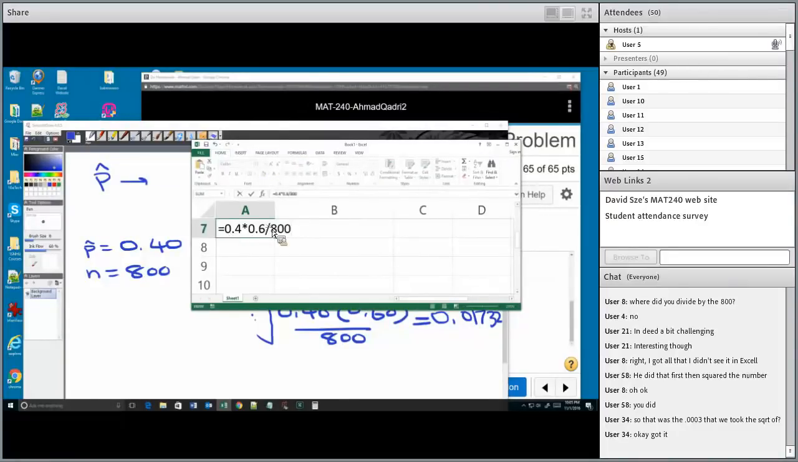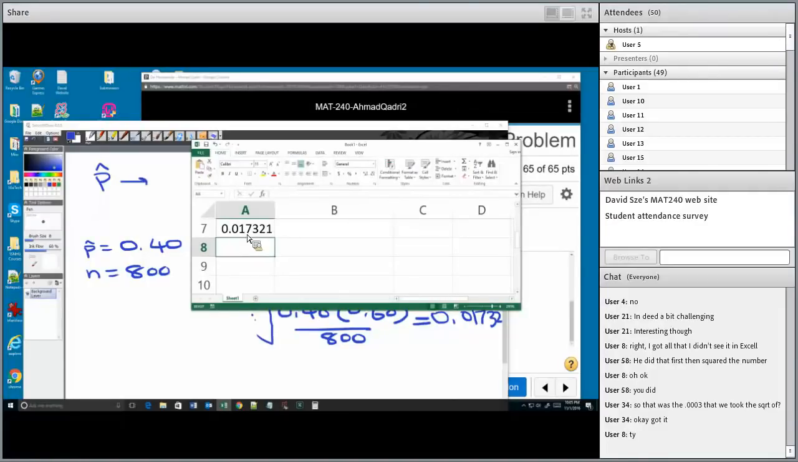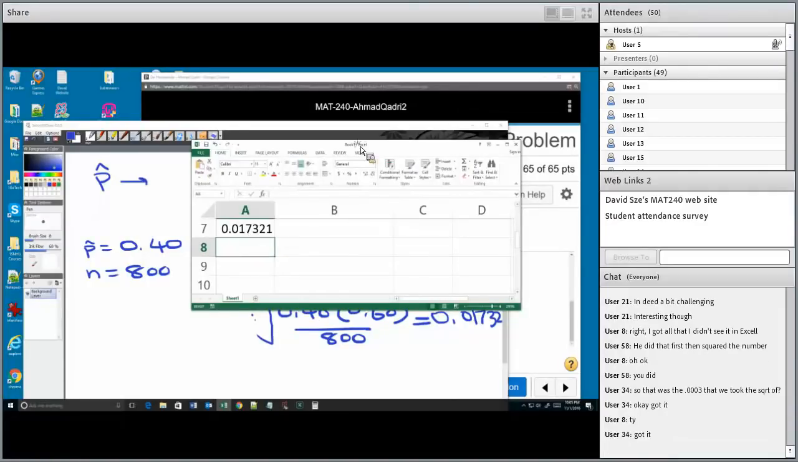This is everything inside, right? I can just put square root around it. So I can say sqrt, this. See that? I get the same answer. So you can do it in two different cells or you can do it in one cell. Okay. Any questions?